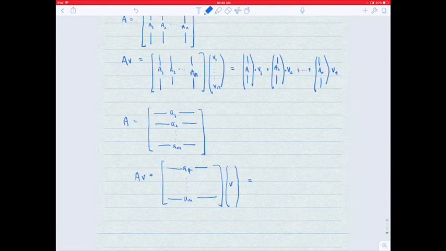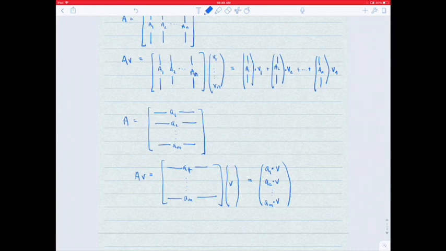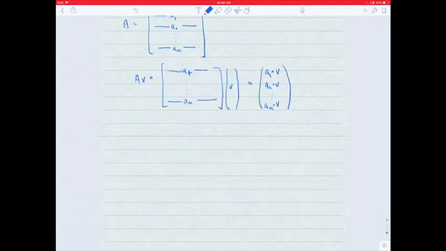I'm not going to write out the entries of V on purpose here, you'll see in a second, because what this is equal to is the vector that has m components. The first component is a1 dot product V. The second is a2 dot product V, up to am dot product V. This is basic, but very useful to think about these two different views.